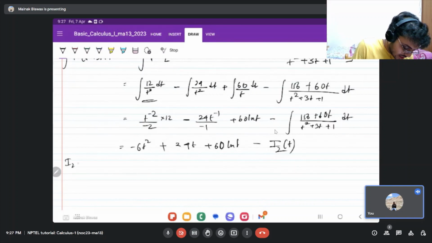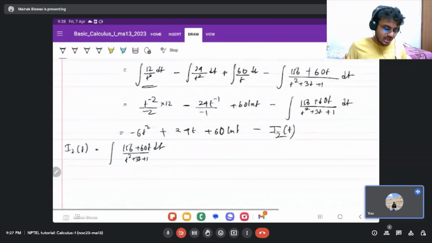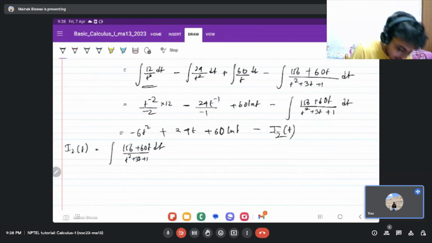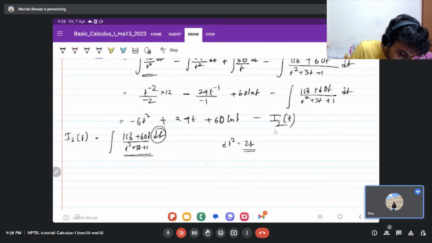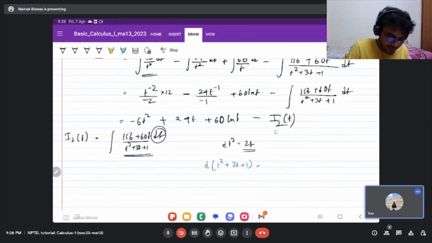So I2 of t is your integral of t square plus 3t plus 1, and the numerator is 156 plus 60t dt. So we'll again use the old trick that we have, that is, we try to make the numerator the derivative of the denominator. So you see, d of t square is 2t. So the numerator has a degree of 1. So we can use some factors to do manipulation here and there and get the numerator to be what we want. For example, d of t square plus 3t plus 1, what is it? I want this as the dt, right? This is the idea.